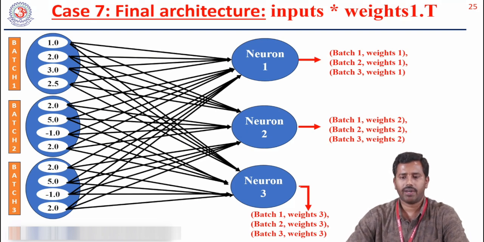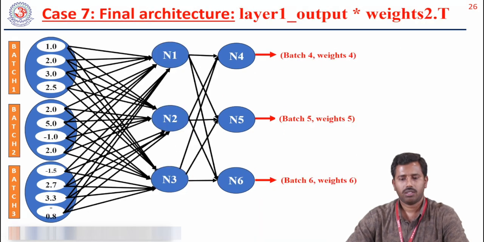This output is given to weights2 dot transpose, so that the final answer will be 3 by 3, like this. Up to here we completed batch 1, batch 2, batch 3 data mapped with neuron 1, neuron 2, neuron 3, and I'm calling the next layer of neurons neuron 4, neuron 5, neuron 6. The output of n1, n2, n3 is of 3 by 3 dimension. The dimension of weights2 dot transpose is also 3 by 3. So 3 by 3 with 3 by 3, the multiplication will happen properly, so that 9 combinations will come.